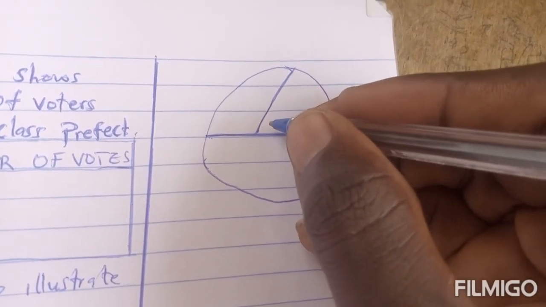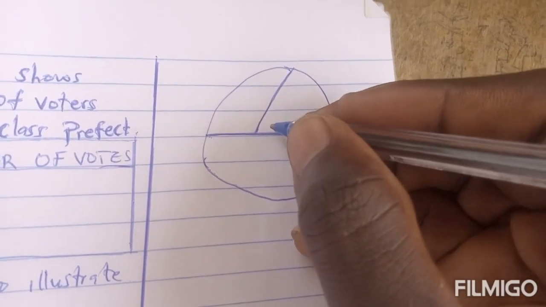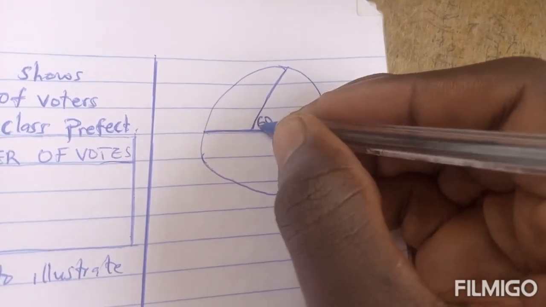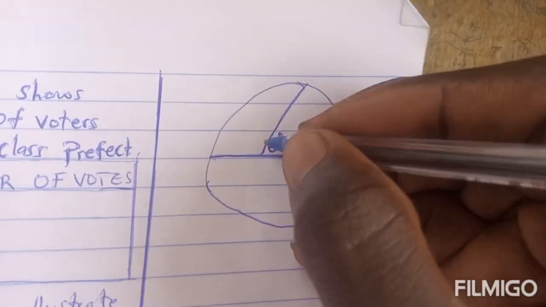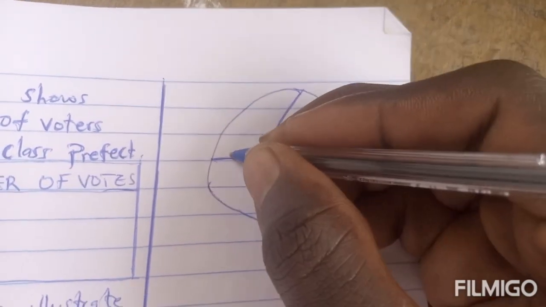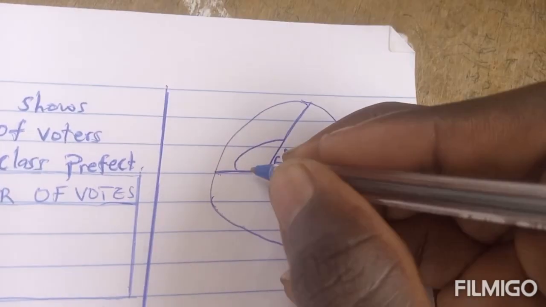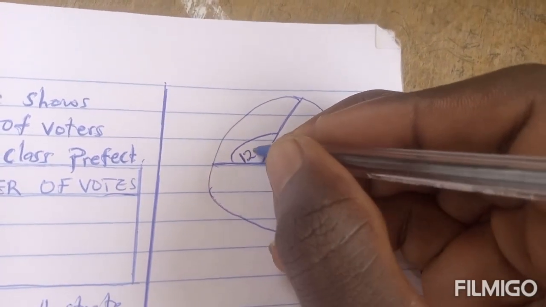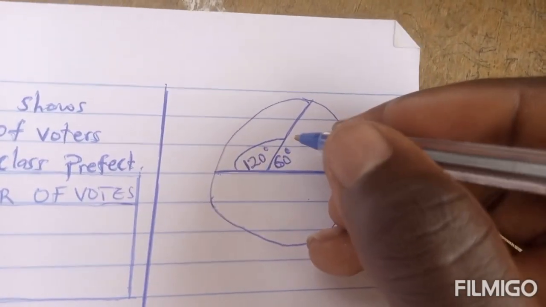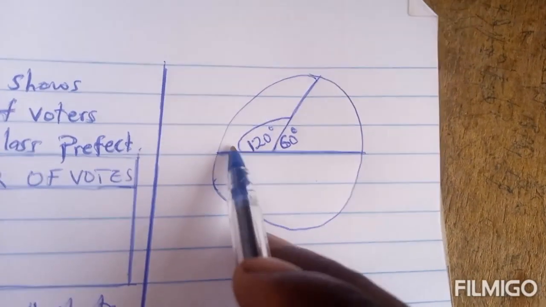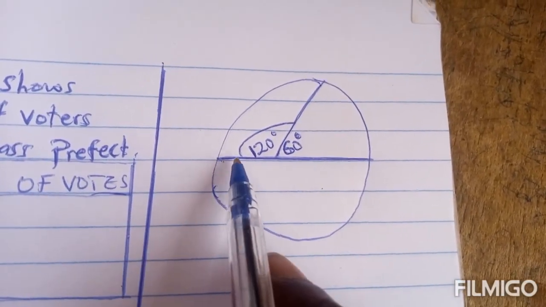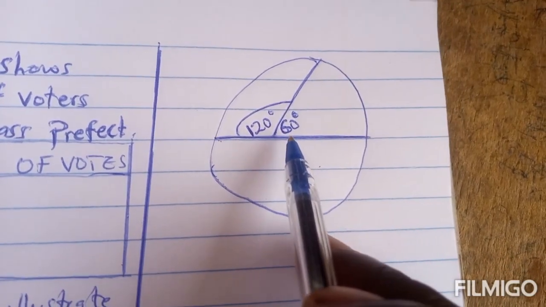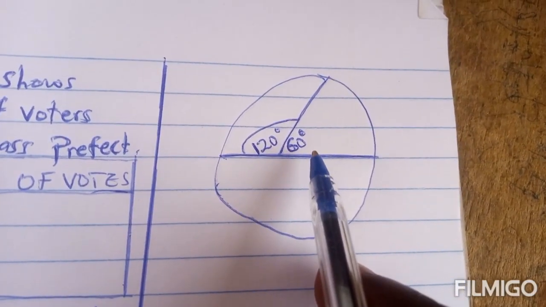You're having 60 degrees as the first angle, 60 degrees. And here we take 120 degrees. Make sure that angles on a straight line sum up to 180 degrees. So make sure that both of these will give us what? Will give us 180 degrees.